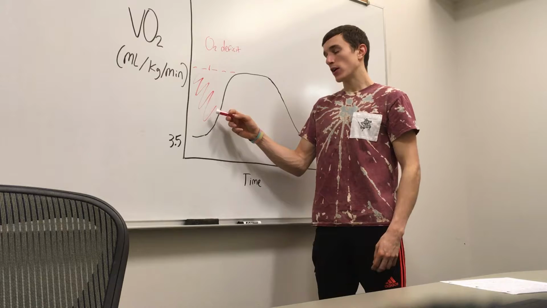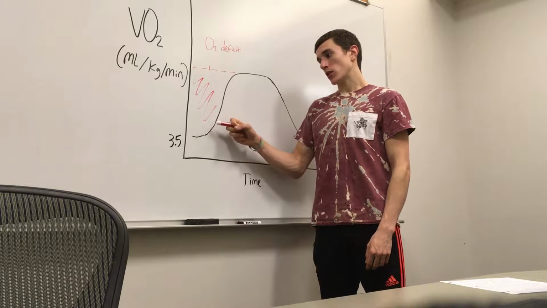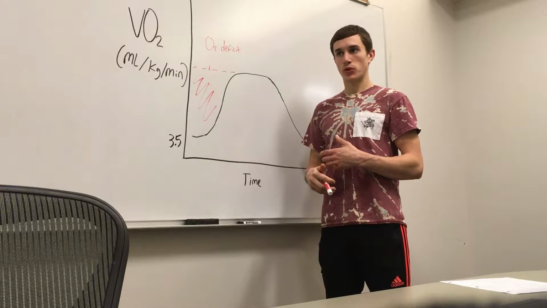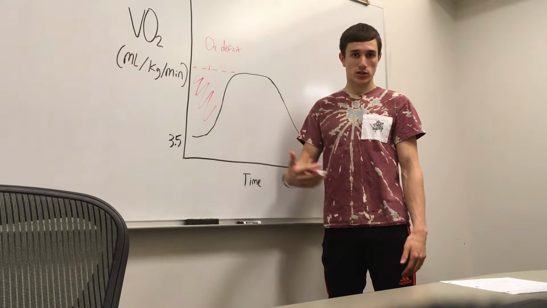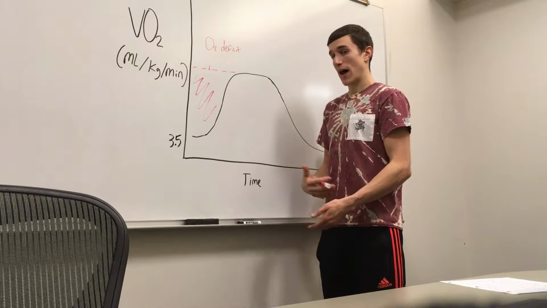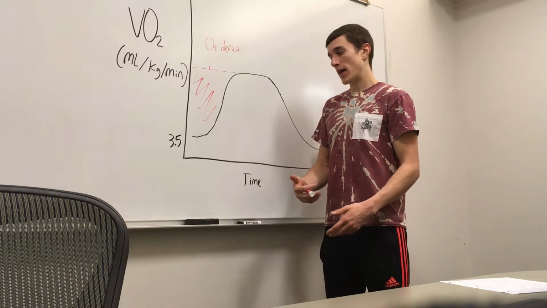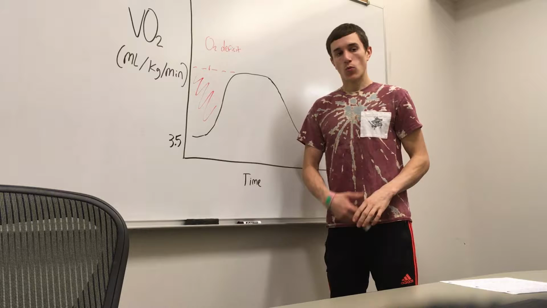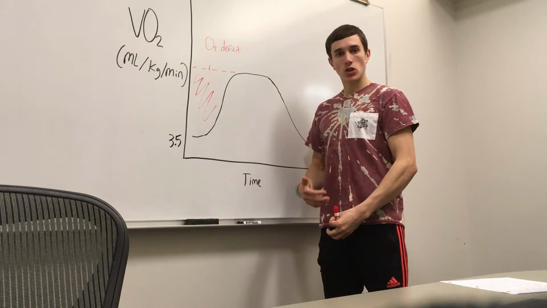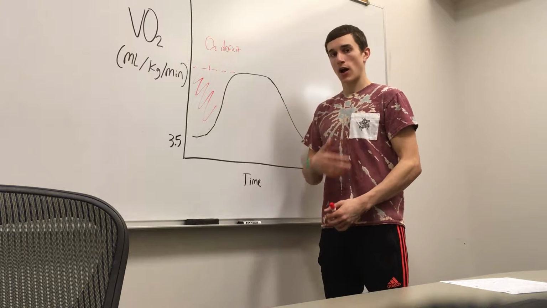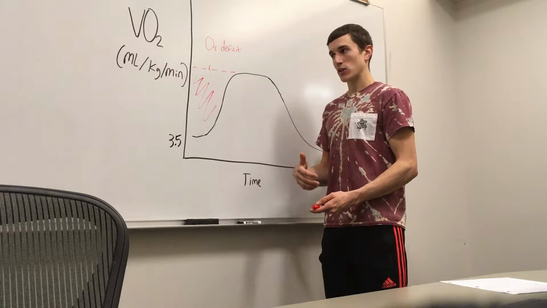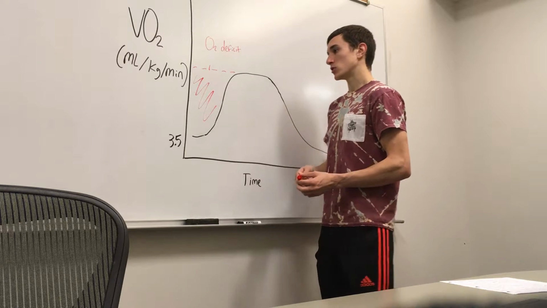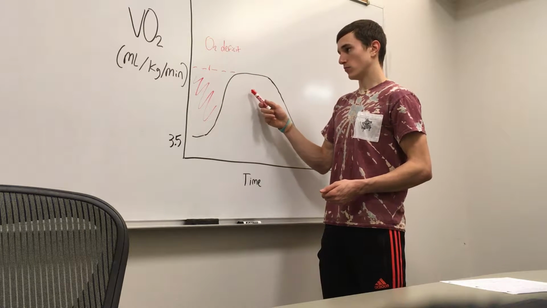So here you have your ATP-PC system and your anaerobic glycolysis, all working to produce ATP for excitation-contraction coupling, which allows you to actually exercise. And then as time continues, you'll reach a steady state once your aerobic system catches up and is consuming enough oxygen so that you can perform exercise aerobically. So this is what the O2 deficit is.